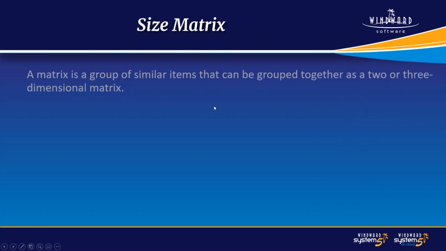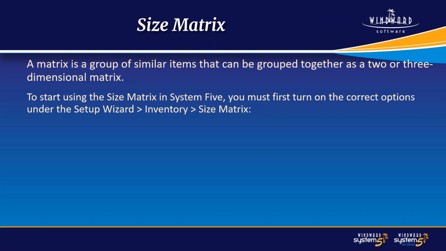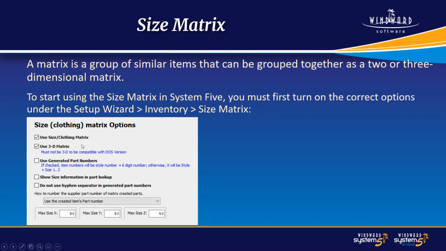Size matrix is a group of similar items that can be grouped together as a 2 or 3 dimensional matrix. In a two-dimensional matrix there are 2 parameters, while in a 3 dimensional matrix there are 3 parameters, like X, Y, and Z. To start using the size matrix in System 5, we will turn on the correct options under the Setup Wizard, Inventory, Size Matrix. We can then see this screen right here.